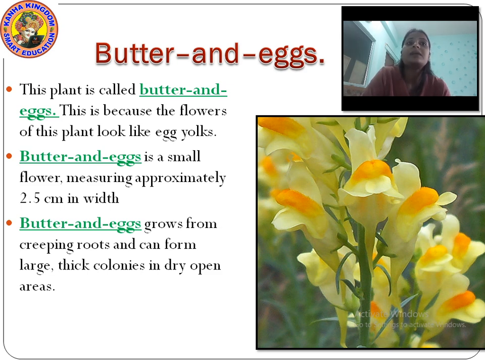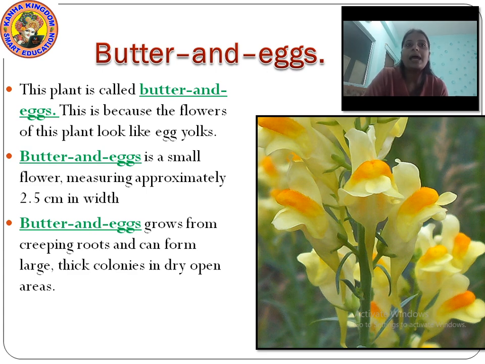This plant is called butter and eggs because the flowers of this plant look like egg yolk. So you all understand why it's called butter and eggs.